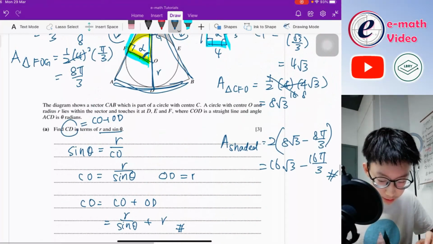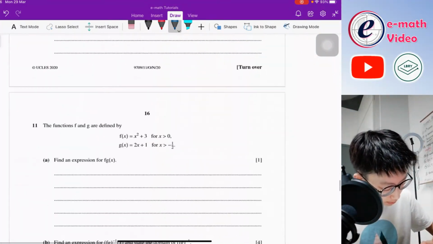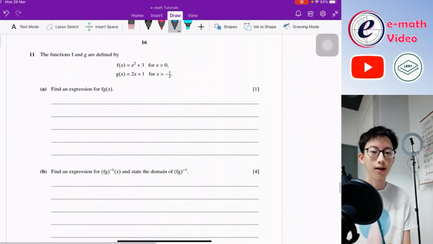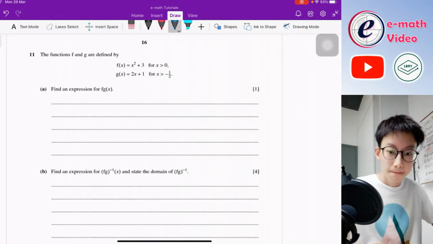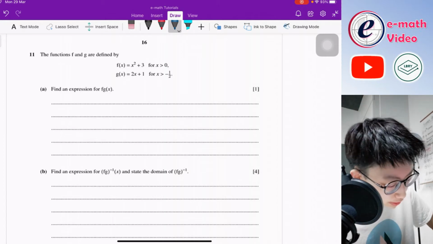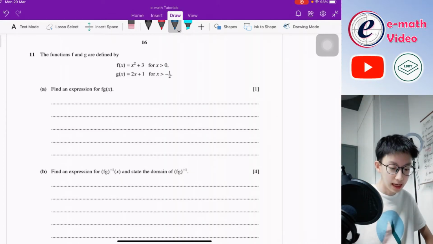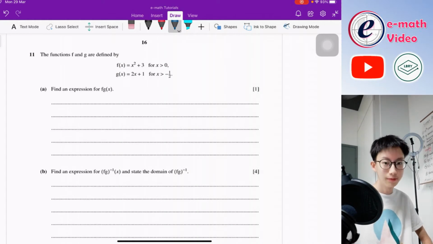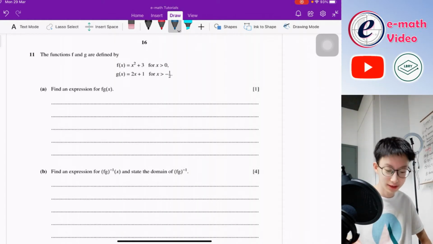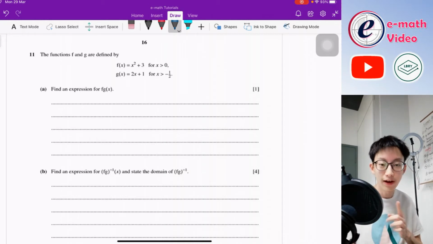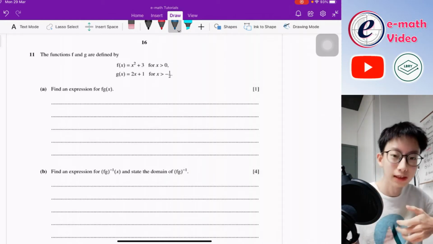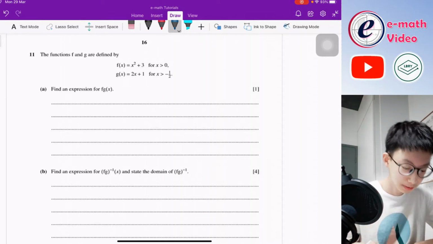Okay, 4 marks. Okay, number 11, I think we are almost done, right? Okay, the functions f and g, is a function question. Okay, f(x) and you have g(x), and you are given the domain. Be very careful with the domain, because later on I already can see the composite and your inverse. Be very careful of the domain when involving functions like this.